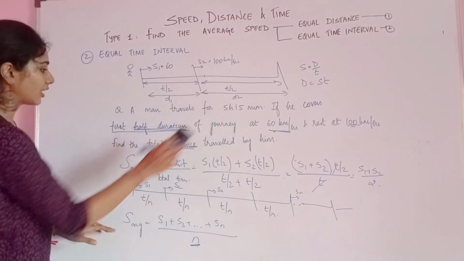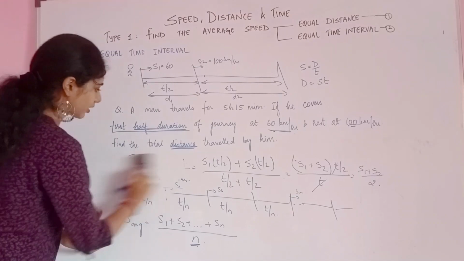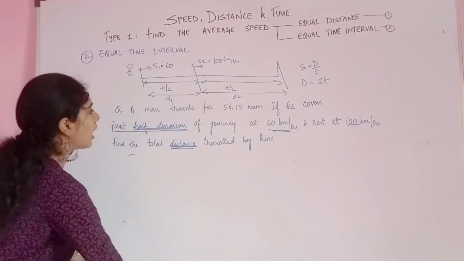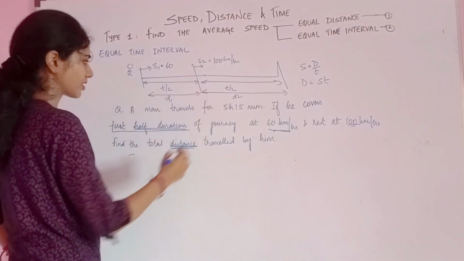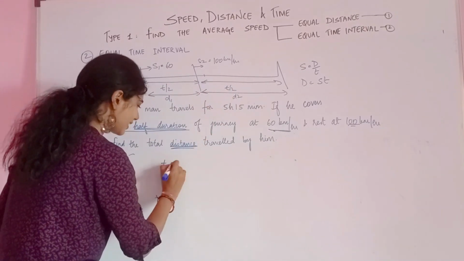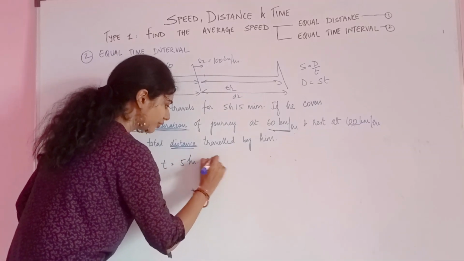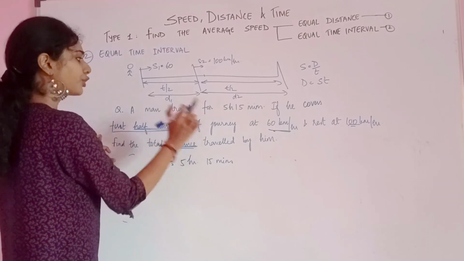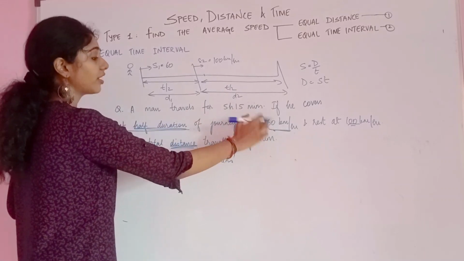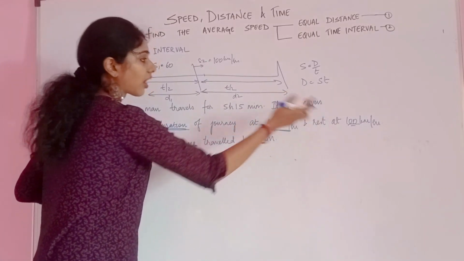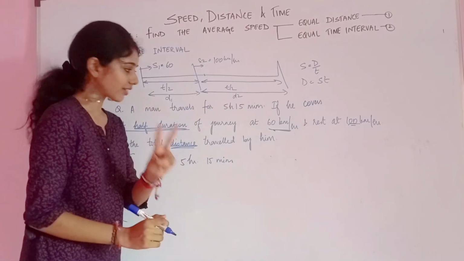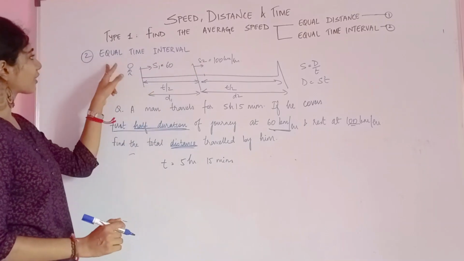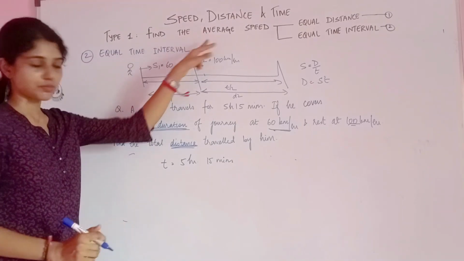So now let's try to solve this question. Let's look at this question. A man travels for 5 hours 15 minutes. If you notice, the entire time t is given to be 5 hours 15 minutes. Just write down whatever is given. If he covers the first half duration of the journey at 60 km per hour and the rest at 100 km per hour, then two different speeds are given for different intervals. So if it's different intervals, you have to calculate for equal time interval the average speed.